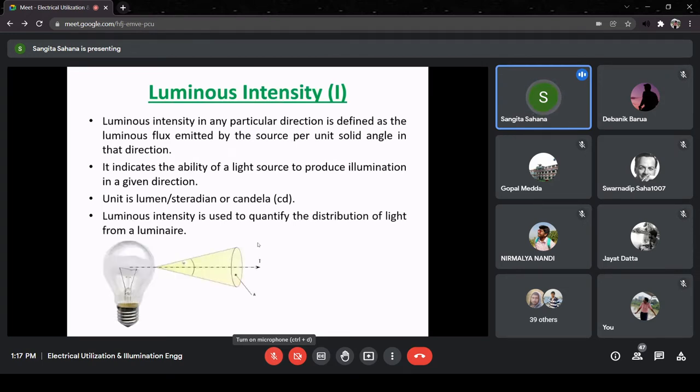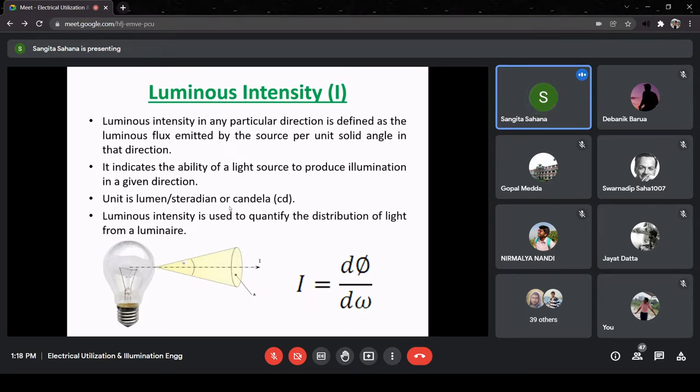So why do we need this luminous intensity? What is luminous intensity? This is another parameter. It is the property of a source. In any particular direction, it is defined as the luminous flux emitted by the source per unit solid angle. So last day we discussed the luminous flux. That means the total light output from the source. Next parameter was illuminance. How much light is coming to my work surface? The received light at any surface per meter square or per feet square, whatever. Luminous intensity is how the light is distributed around the source.